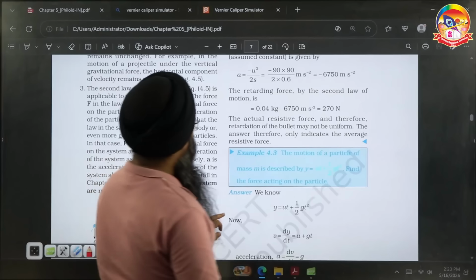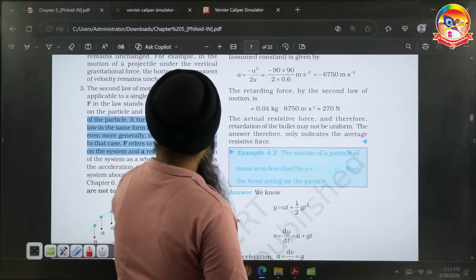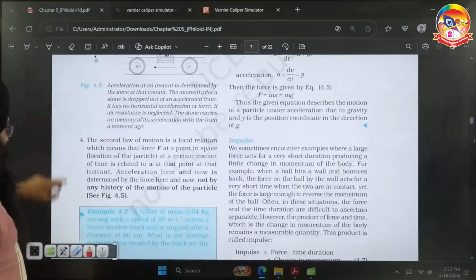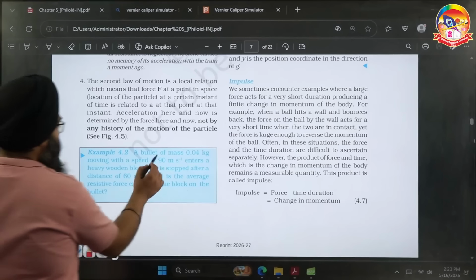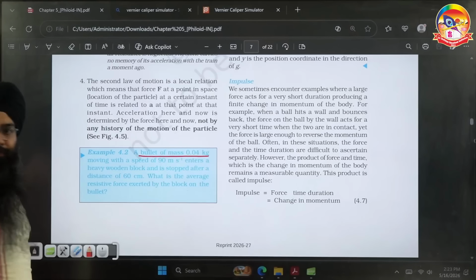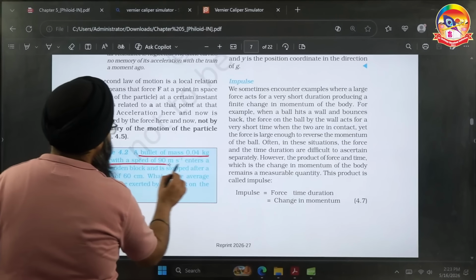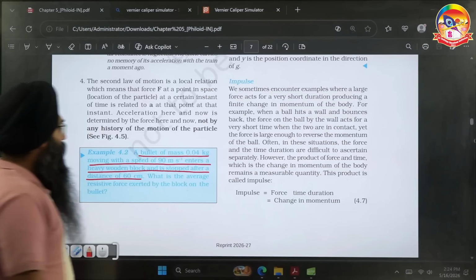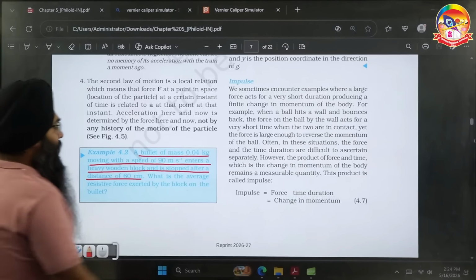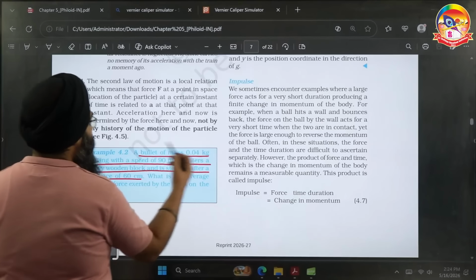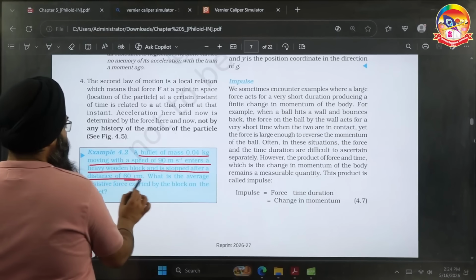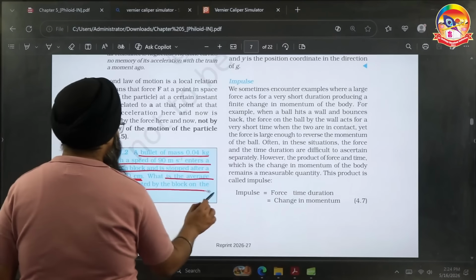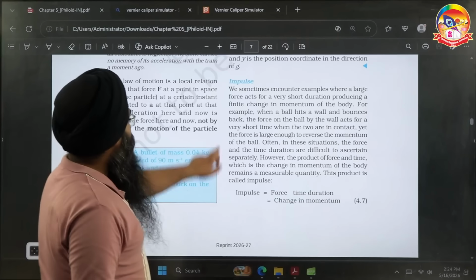Let's look at this particular case. One question is there here. There is a bullet of mass 0.04 kg, the mass is given, moving with a speed of 90 meter per second, which enters a heavy wooden block and is stopped after a distance of 60 centimeter. So the initial speed is 90 meter per second, the mass is given, and the final velocity is 0 because it is stopped, and the distance after which it stops is given. They are asking what is the average resistive force exerted by the block on the bullet. So how will we do it?